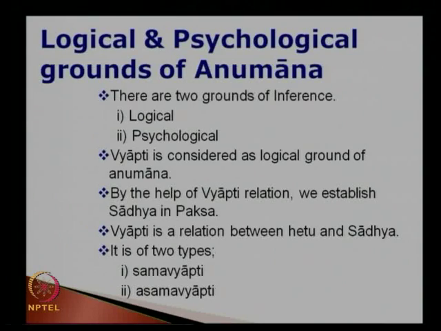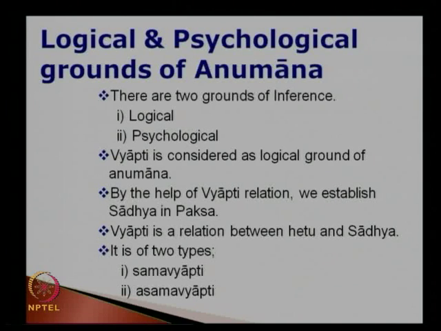The argument is proposed in this way: the hill is smoky; wherever there is smoke there is fire; and therefore we conclude that the hill is fiery, or you can find fire on the hill. So you find there are 3 propositions involved in inferential knowledge. It is because of the Vyapti relation that we establish Sadhya. Sadhya is the fire on the hill, this is the Pakshya. Therefore, my third point: by the help of Vyapti relation we establish Sadhya in Pakshya.